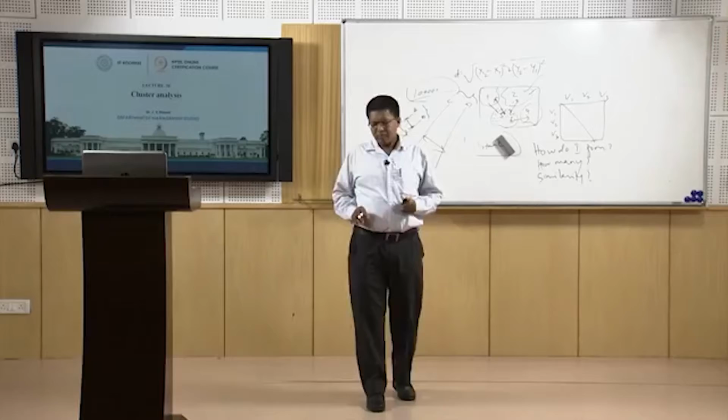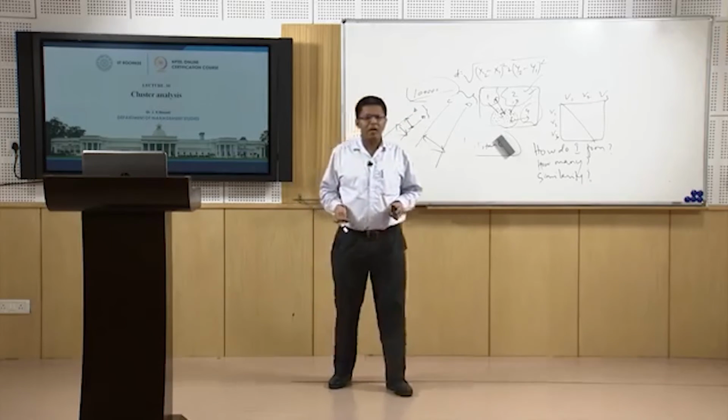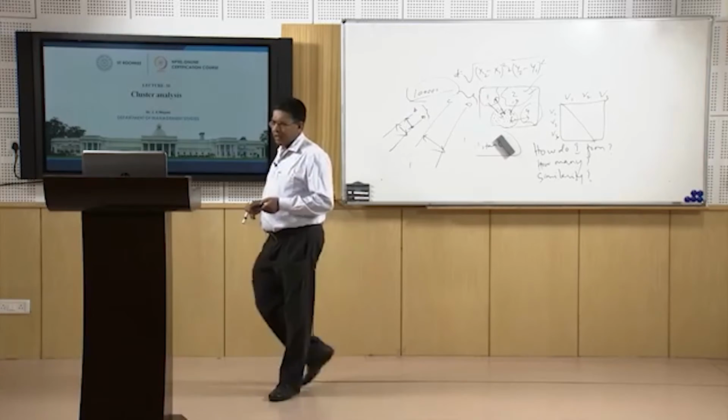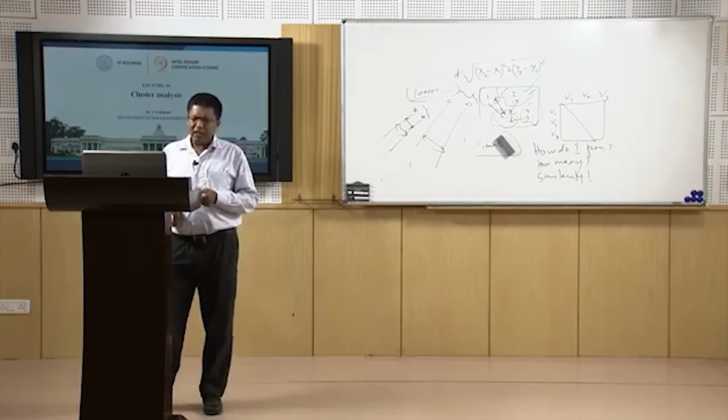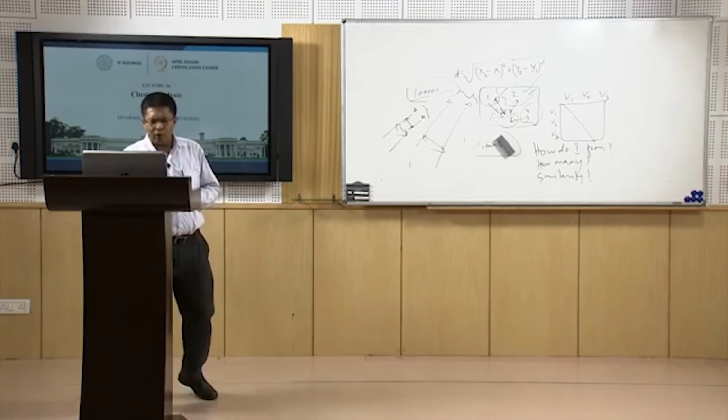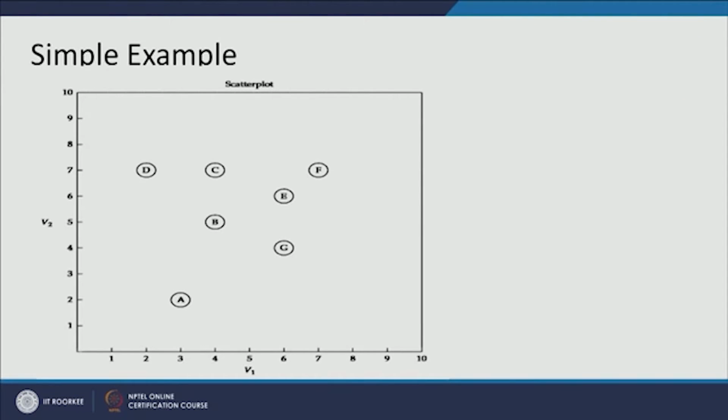Now from this data, let us see how we can get into the cluster analysis, okay. So when I place the data on a graph, so if you can see, A is 3, 2, right, then B is 4, 5, right, C is 4, 7, D is 2, 7. So we can see here D is 2, 7, right. So we have just done a scatter plot, we have placed them on the graph, right.